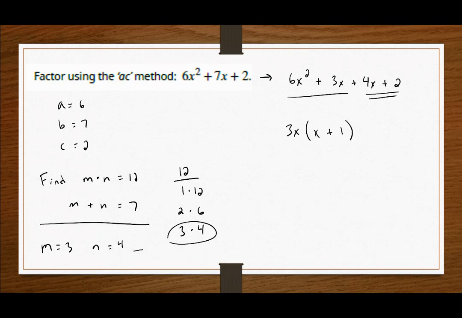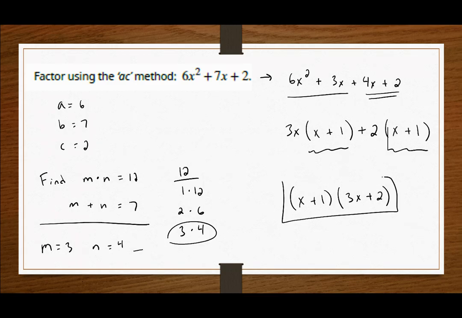I should expect the same for the second pair. So looking at my other pair of terms, 4x plus 2, they also have a common factor of just 2. Once removed, that leaves me with, again, x plus 1. My new GCF is this binomial. So if I remove it, I finally get my solution here of x plus 1 times the product 3x plus 2. Here is my final solution to the factors of that original trinomial.